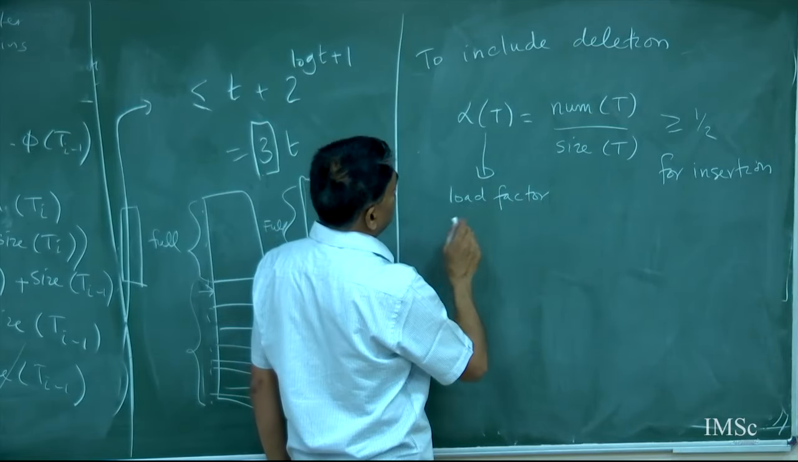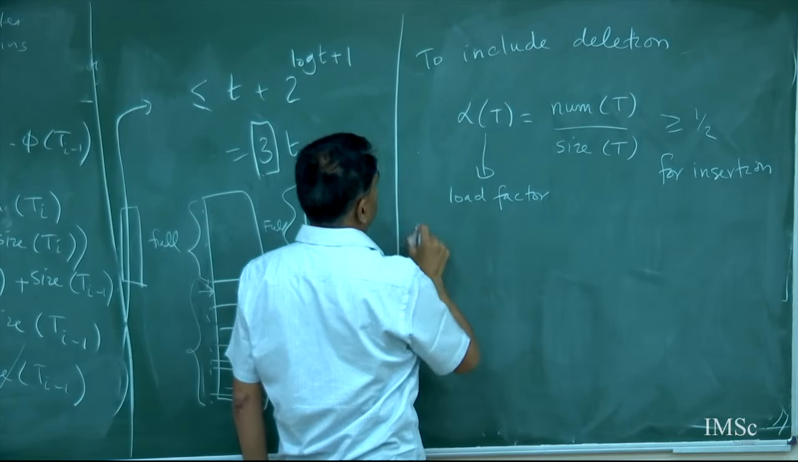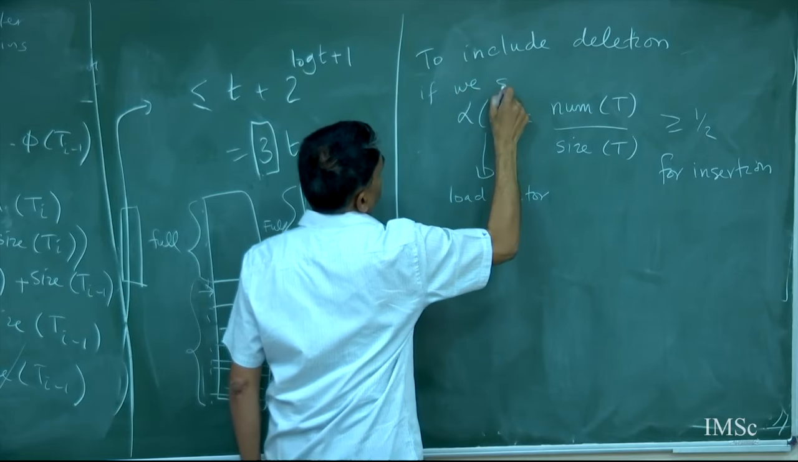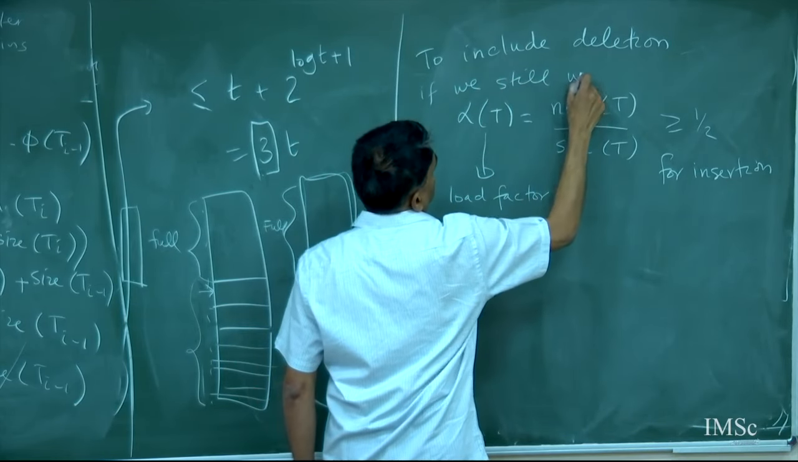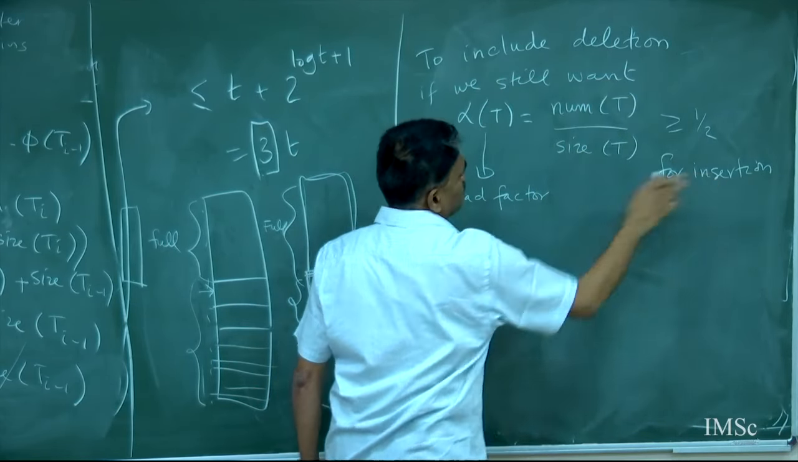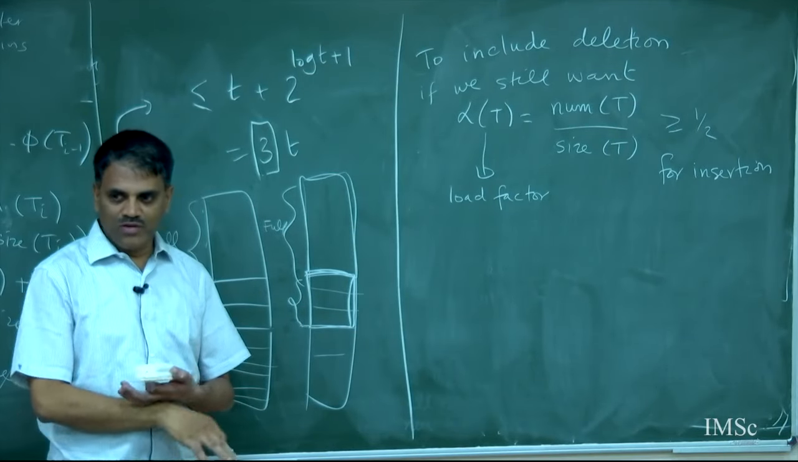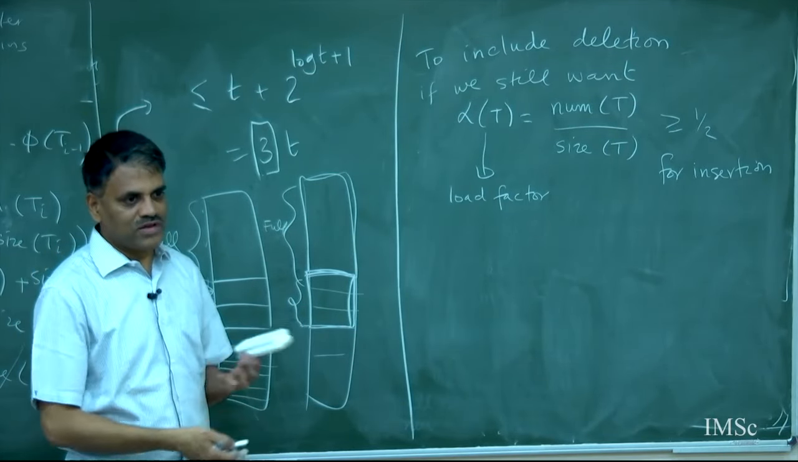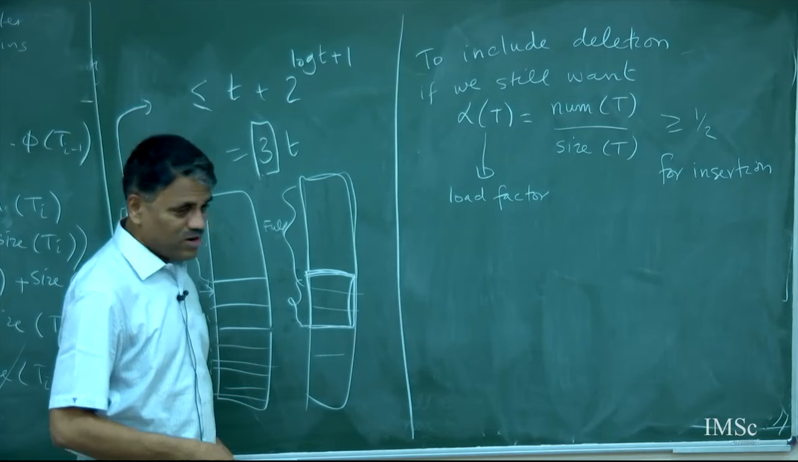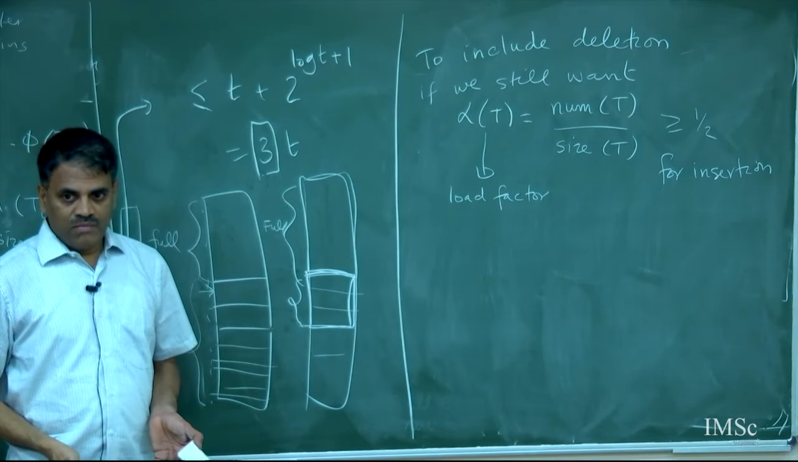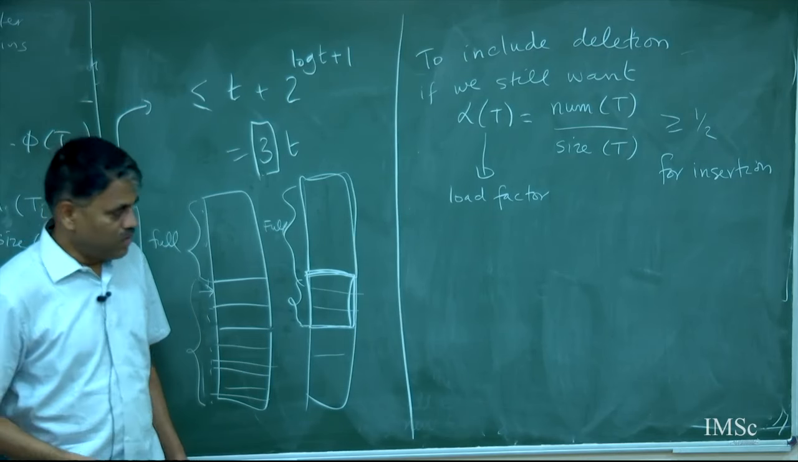But if we want to include deletion and still want the load factor to be greater than or equal to half, then you can get into problems. You can't guarantee amortized constant cost. Why? What kind of a sequence will get you into problems? A sequence of deletions, is the question.